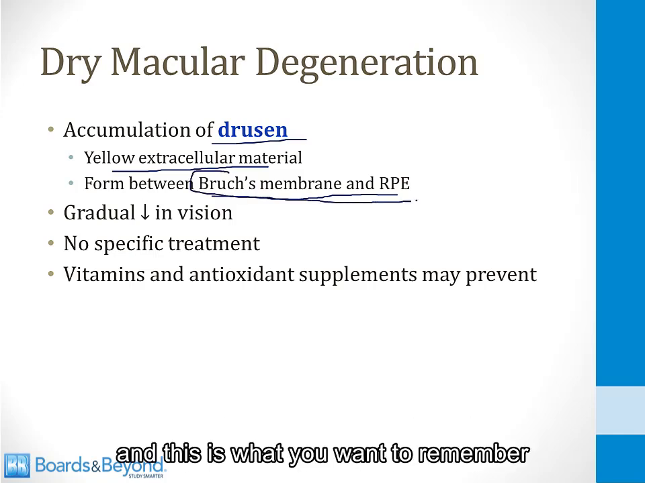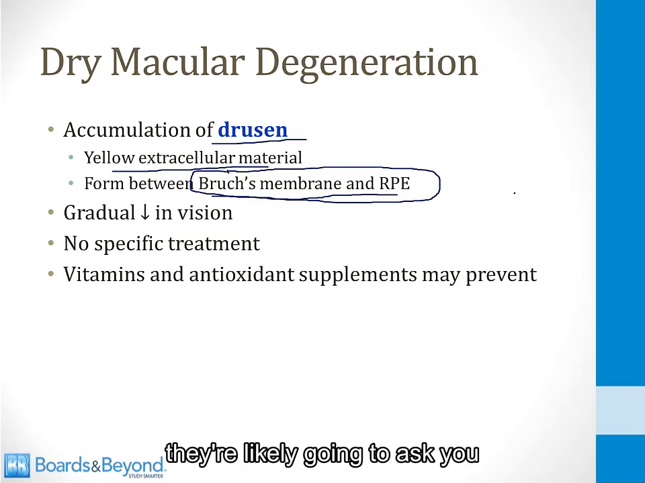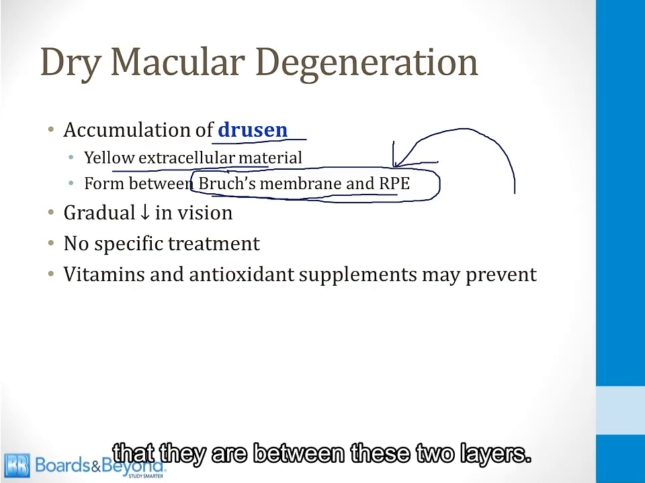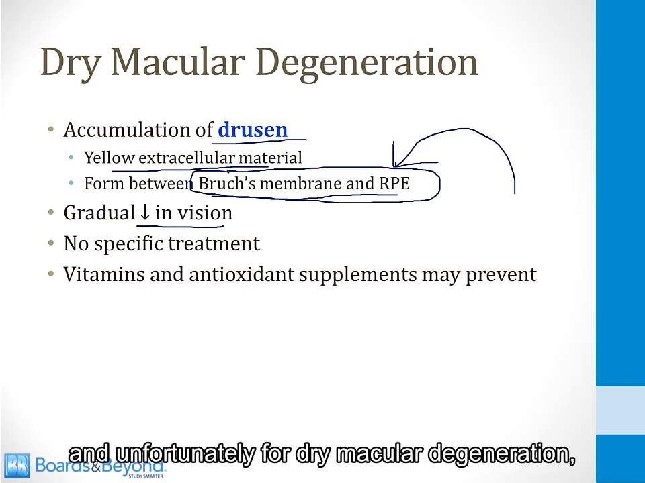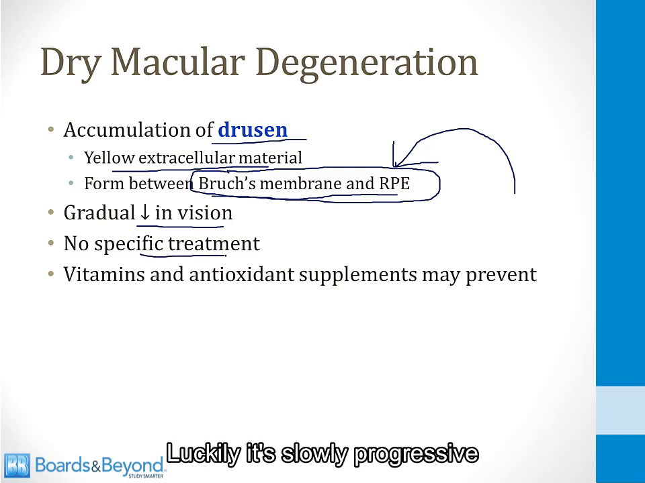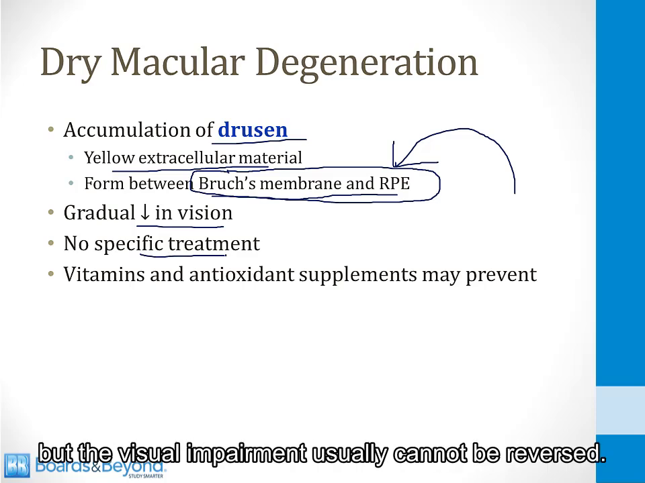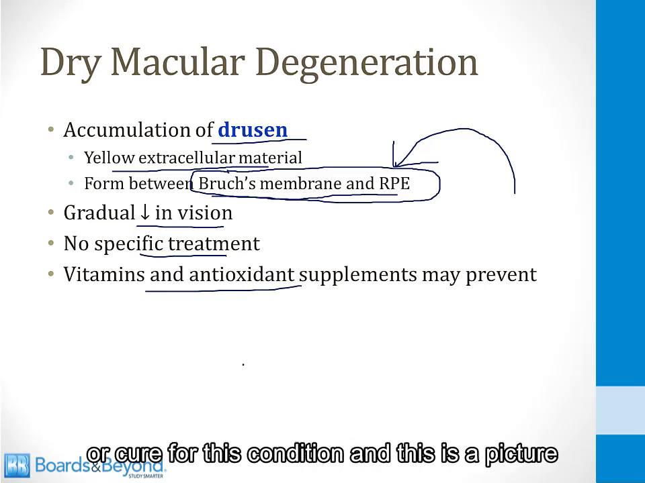And this is what you want to remember for step 1 of your boards. If they ask you about dry macular degeneration, they are likely going to ask you where the drusen are found, and you need to know that they are between these two layers. This leads to a gradual loss of vision, as we discussed earlier, and unfortunately, for dry macular degeneration, there is no specific treatment. Luckily, it's slowly progressive, so it often doesn't result in complete visual loss, but the visual impairment usually cannot be reversed. There is some evidence that vitamins and antioxidant supplements may help slow the process, but in general, there is no treatment or cure for this condition.